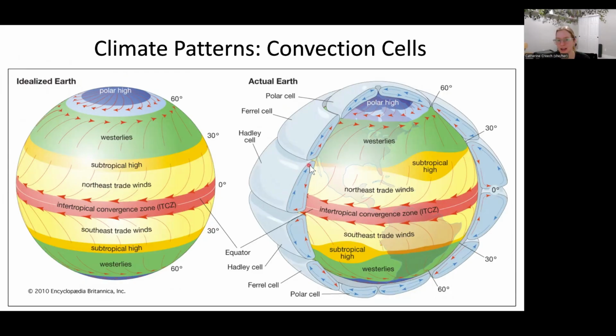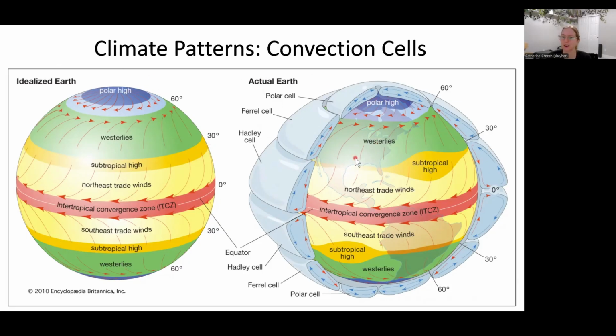And so here's your Hadley cell dropping the rain, then cooling off and being dry and continually rotating. Here's their other Hadley cell, and this is showing you that it's a continual donut shape. So the Hadley cells are on either side of the equator all the way through. This is the actual Earth.